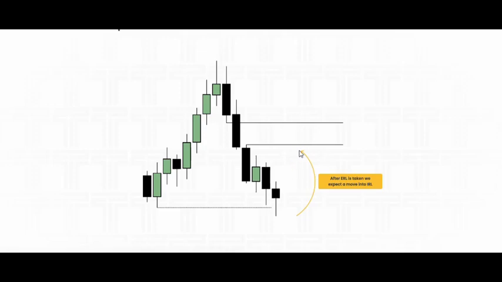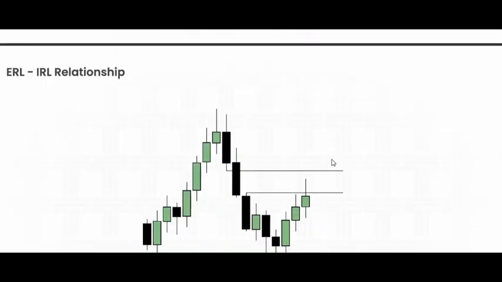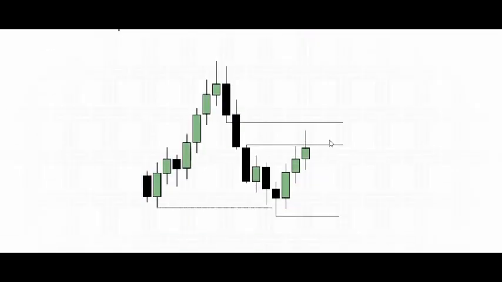That's a fair value gap. So we move from the external, which is the lows or the highs, after sweeping it, into the internal. That's the fair value gap. And when price gets to the internal, what is your target? Your target is the external. So that's the relationship between them.